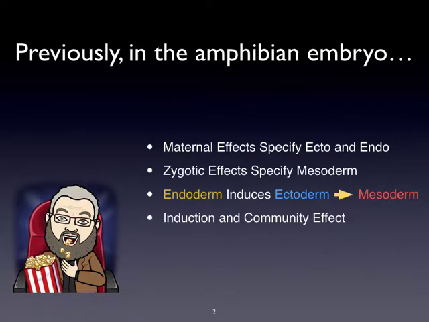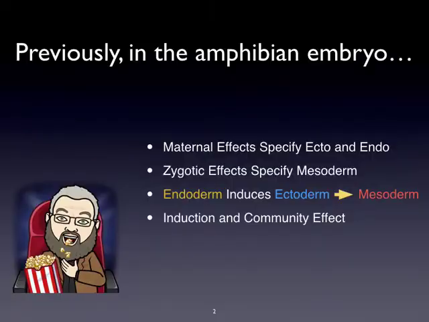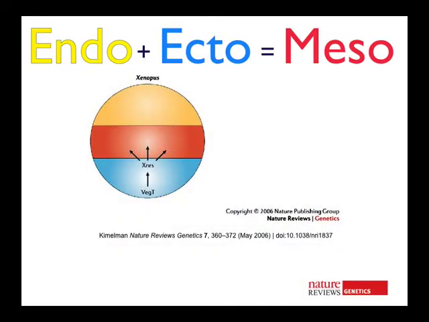Previously, in the amphibian embryo, we learned that maternal effects, such as veg-T and beta-catenin, activins and things like that, are specifying ectoderm and endoderm. And we learned that zygotic effects, like the nodals, are specifying mesoderm. We learned that endoderm induces ectoderm to become mesoderm.